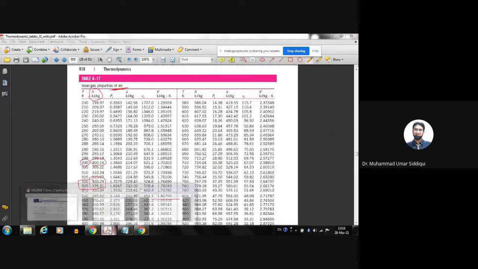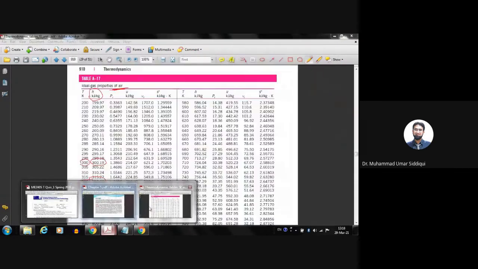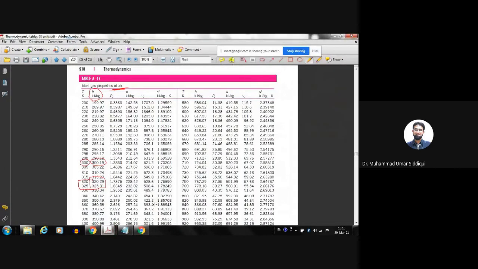Now, what are the temperatures? 280 Kelvin and 400 Kelvin. So let's have a look at it. This is 280 Kelvin, and at 280 Kelvin the enthalpy is this. At 400 Kelvin, which is the last one shown here, the enthalpy is here. So 400.98 and 280.13.